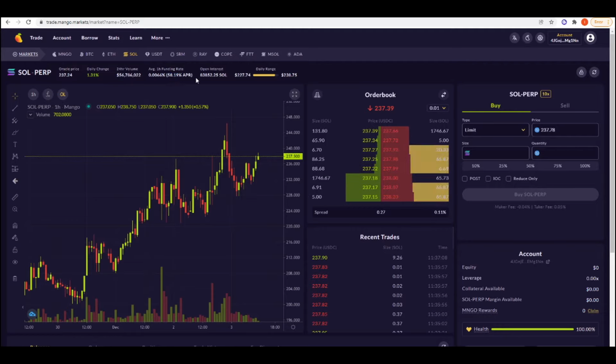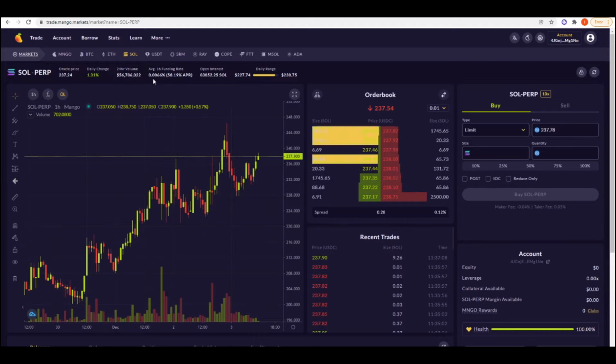58.19% APR, meaning that people who are long the Solana perpetual futures on Mango Markets have to pay 58.19% APR on their position to simply stay long. And that money goes to people who are short the Solana perpetual futures. And so this is in order to keep the perp price in line with the actual underlying price of Solana itself. So we go over here, we can see that the perpetual futures price is actually higher by about 20 cents than the actual spot price of Solana itself.